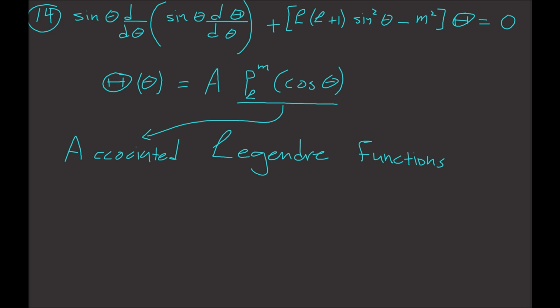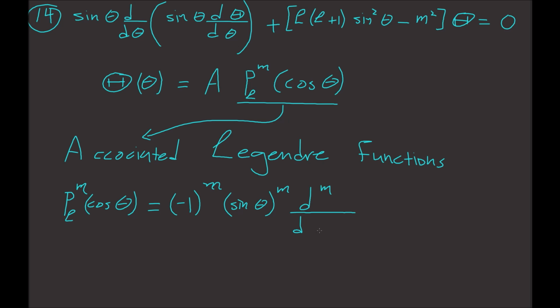So the associated Legendre functions, defined by P of L and M, are given by the following formula, where P of L and M of cosine of theta is equal to minus 1 to the m, this is the same m power, times sine of theta to the m power, times the mth derivative with respect to cosine of theta of the Legendre polynomials of cosine of theta.